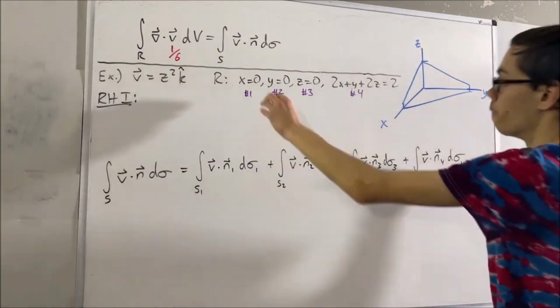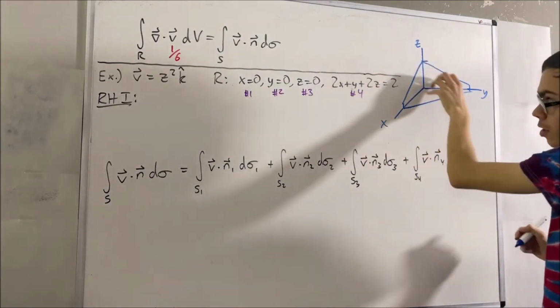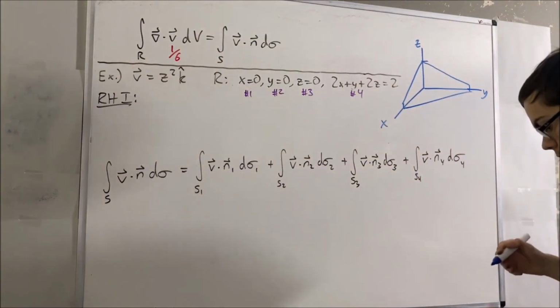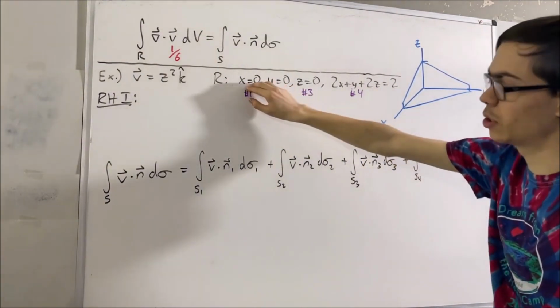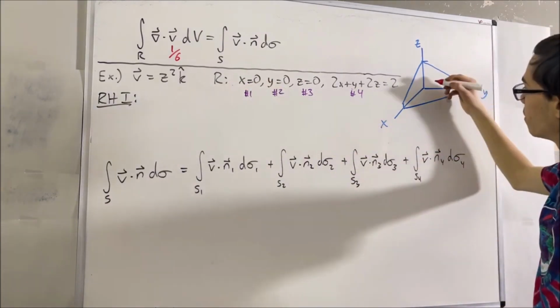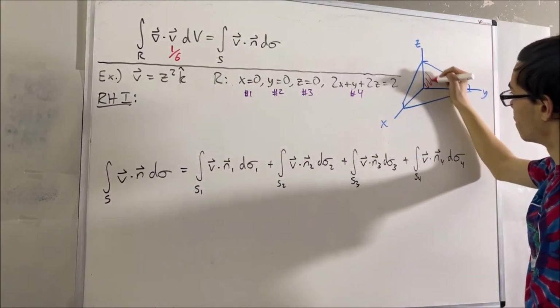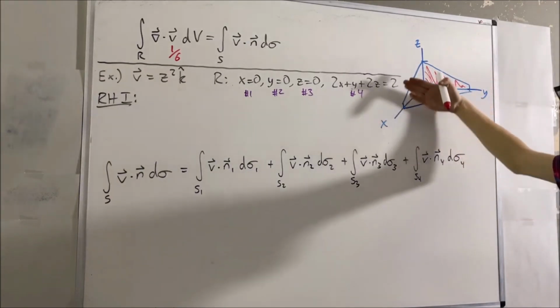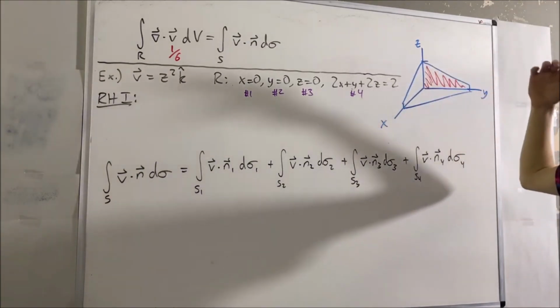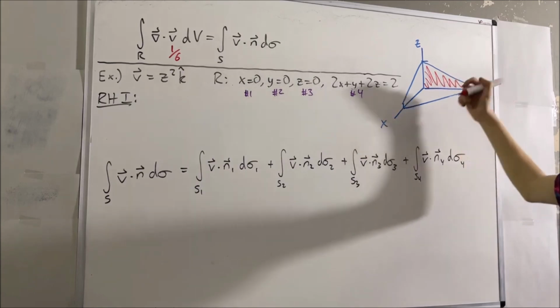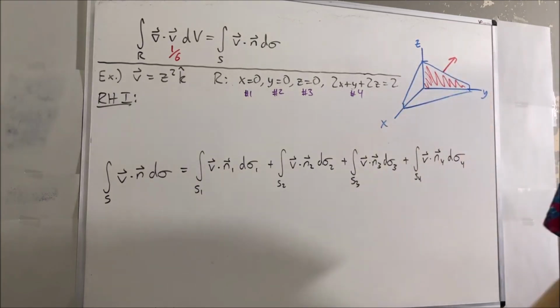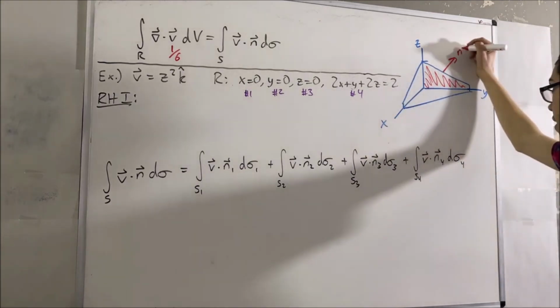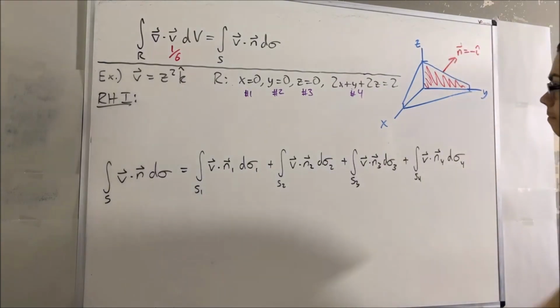So again, 4 planes, 4 triangles that make up the figure. Well, for the plane x equals 0, that would be this face right here, right? This face would describe x equals 0. So really, the outward unit normal vector would point in the negative x direction. In fact, it would be negative i.